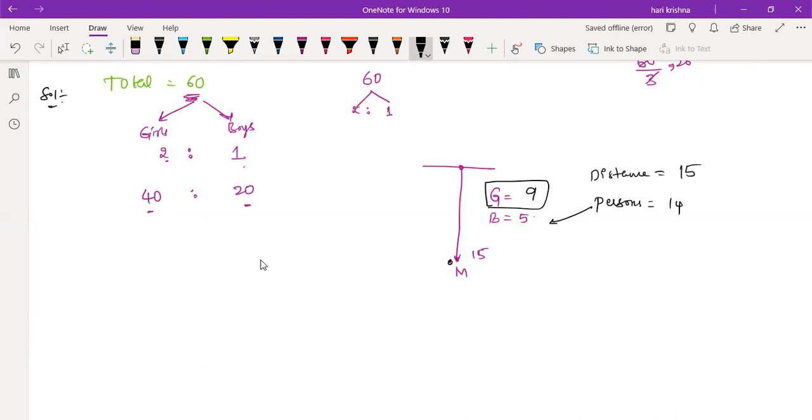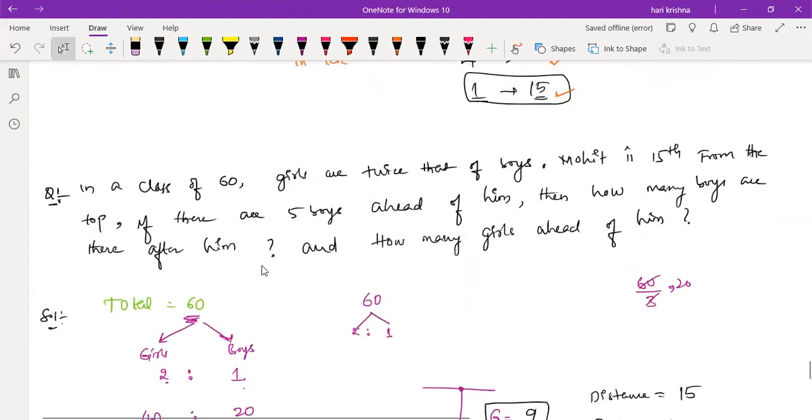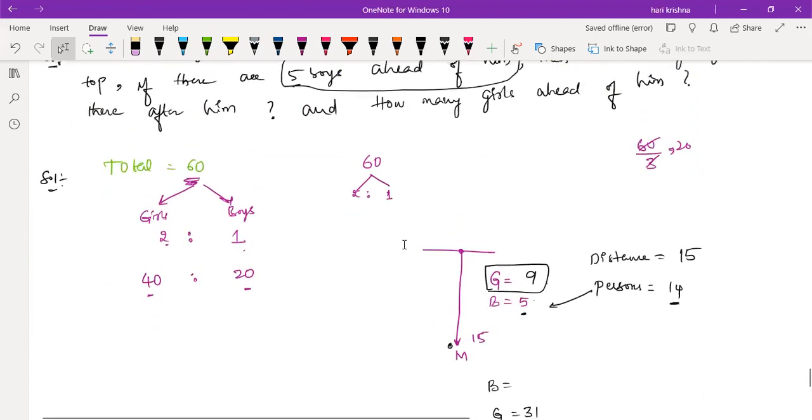Then what about the remaining boys and girls after him? Out of the 40 girls, only 9 girls are ahead of him. That means, sir, 31 girls after him. Sir, we know that till Mohit the position is 15, so 14 persons. But how did you estimate the number of girls and boys among them? Already it is given in the data, right? If there are 5 boys ahead of him, this is already given in the problem.